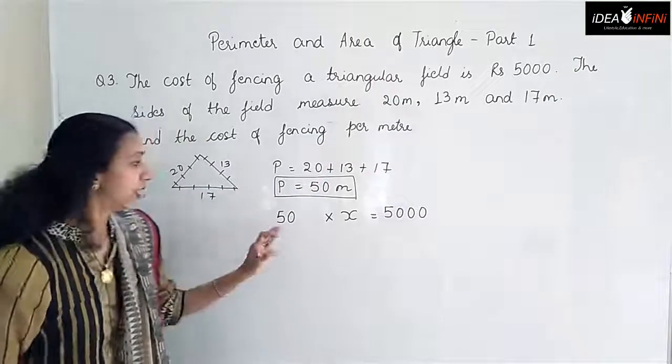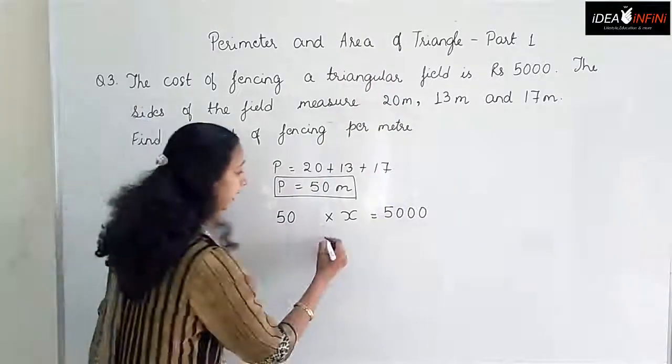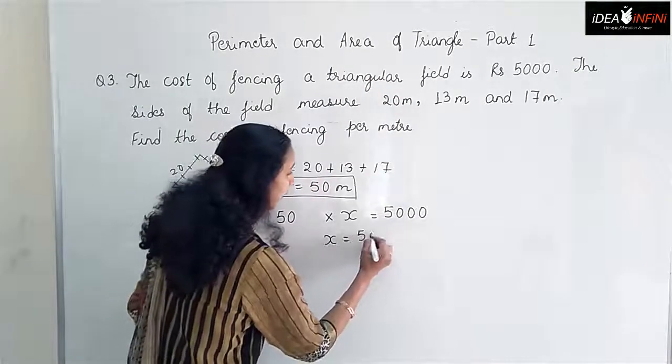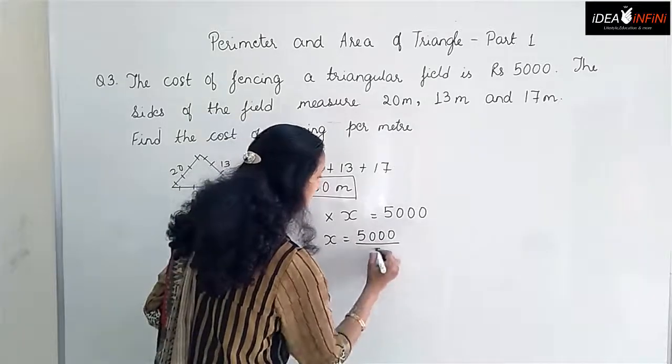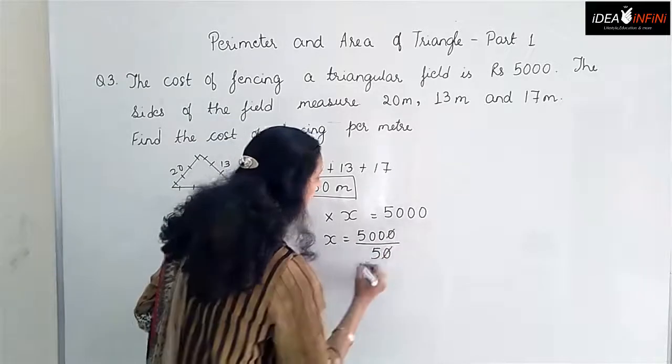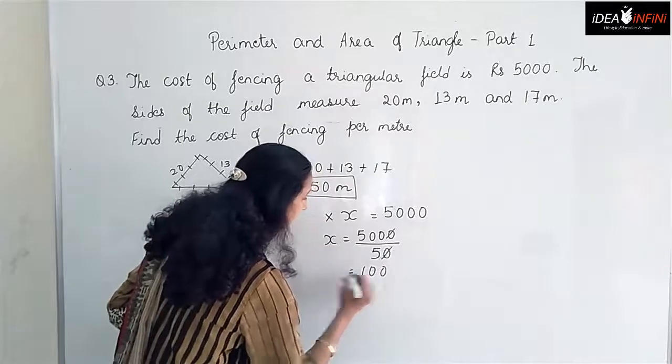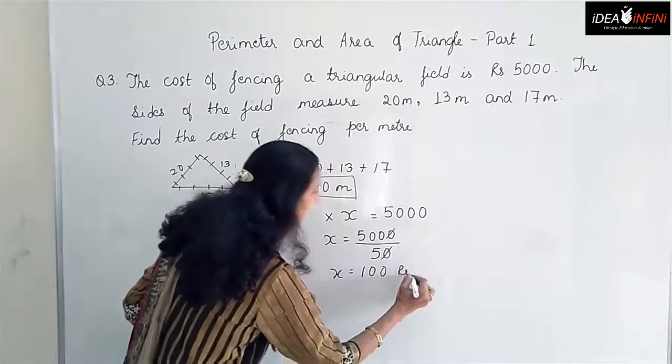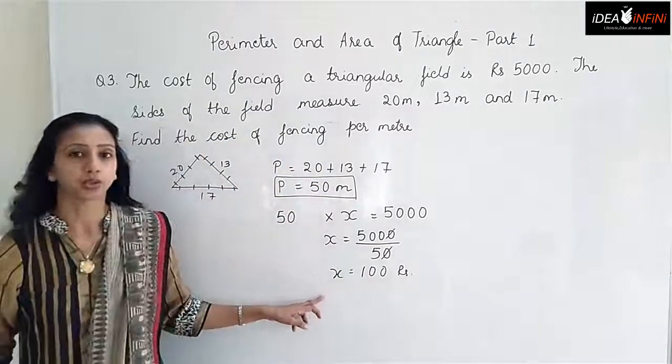To find the value of X, we divide 5,000 by 50. So this gives me 100 as the per meter cost of the fence. This is the per meter cost of the fence.